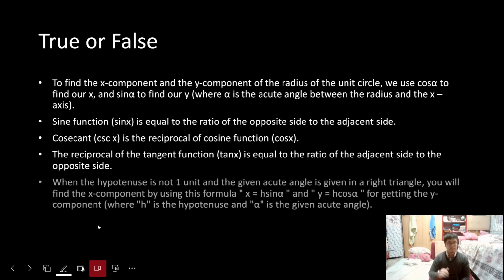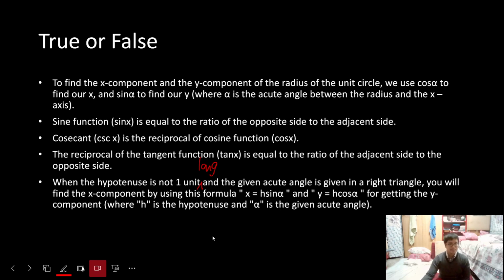And lastly, when the hypotenuse is not 1 unit long, and the given acute angle is given in a right triangle, you will find the x component by using this formula. x is equal to h sine alpha and y is equal to h cosine alpha, for getting the y component, where h is the hypotenuse and alpha is the given acute angle.